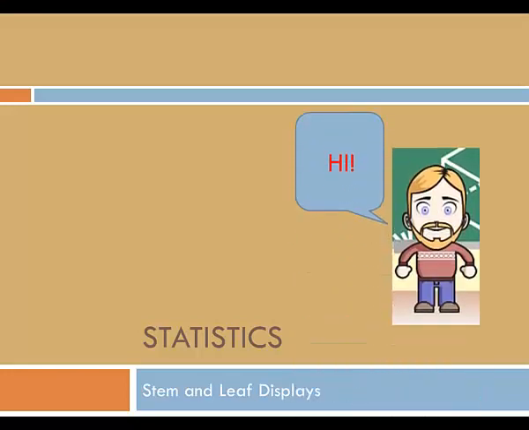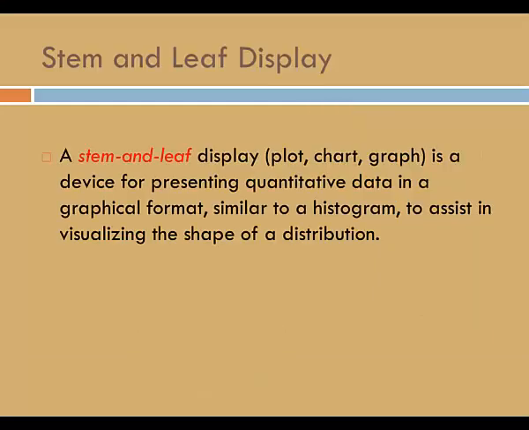Welcome to Statistics. In this video, I'd like to discuss stem and leaf displays. A stem and leaf display, sometimes called a stem and leaf plot, or a stem and leaf chart, or stem and leaf graph, is a device for presenting quantitative data in a graphical format. It's similar to a histogram and assists in visualizing the shape of a distribution.